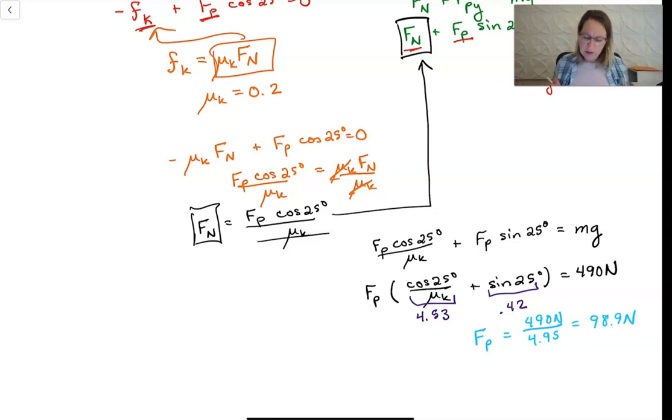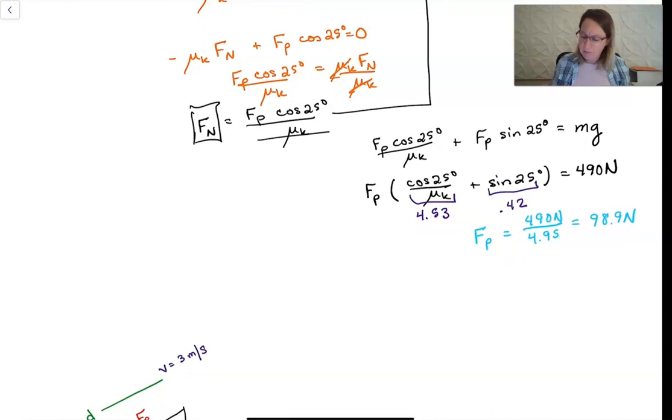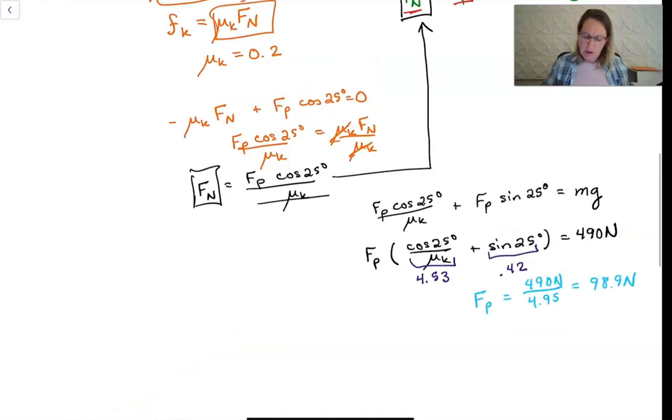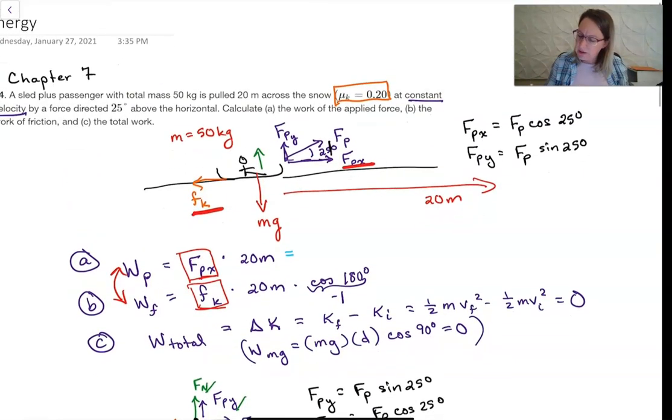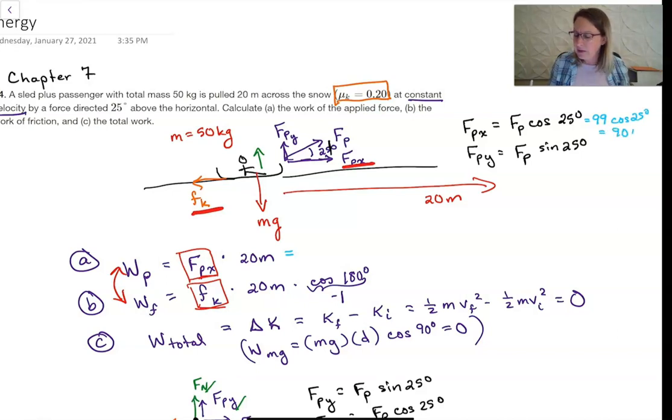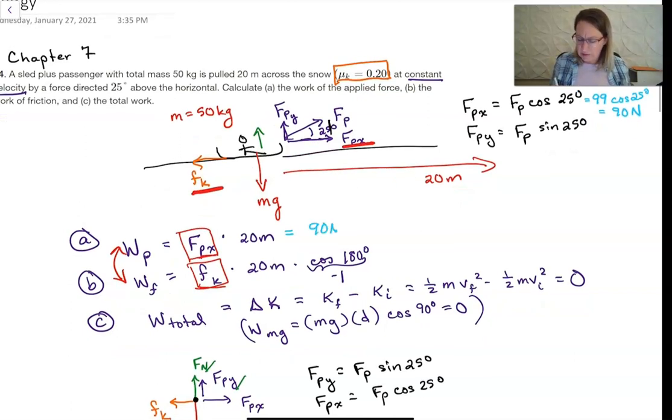And then from that, I can just use any of these equations to calculate the friction force, but I don't actually need to do that at this point, because to find the work done, I just need the x component of the force. So my force from down below was about 99, so this is 99 times cosine of 25 degrees, and that is right at 90 newtons. Okay, so I have 90 newtons times 20 meters, and so that's going to give me 1800 joules. And then I know immediately this is minus 1800 joules, because these forces have to be equal and opposite. These forces are equal to each other, it's just this one points in the other direction.